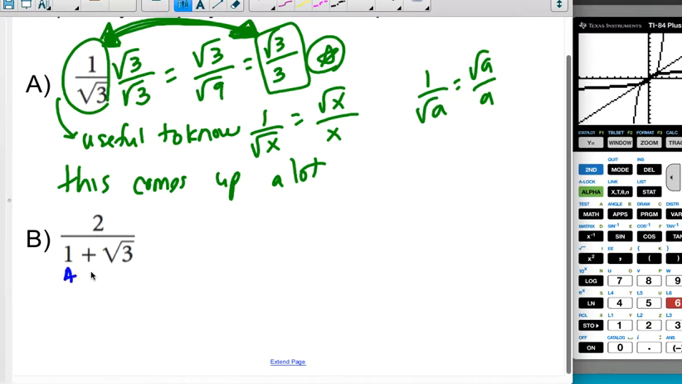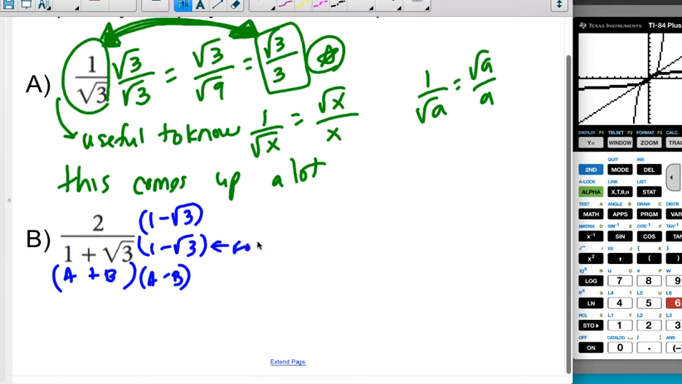So remember, I have this a plus b. What I want to do is I intentionally want to multiply by a minus b. I want to create a difference of squares. So I'm going to multiply by 1 minus root 3 on the top and 1 minus root 3 on the bottom, and then I'm going to FOIL out my difference of squares, right? So when I do that, the top is just a 2 minus 2 root 3, right?